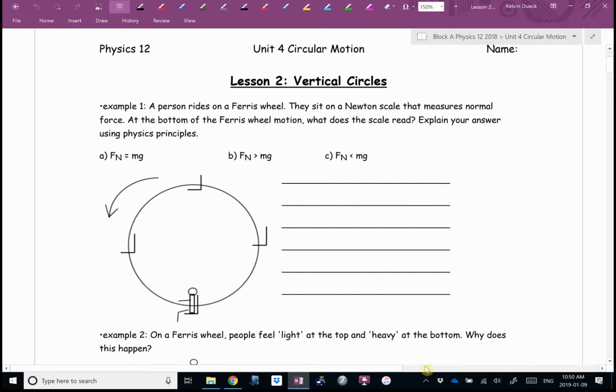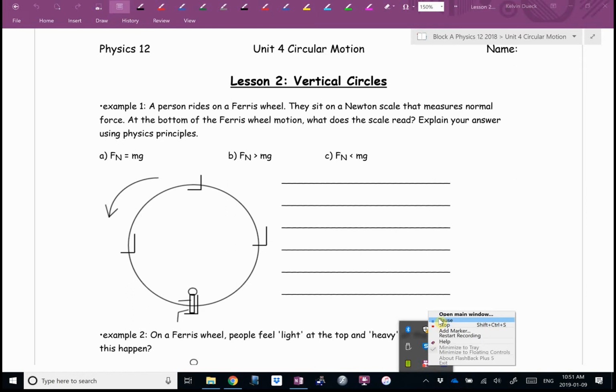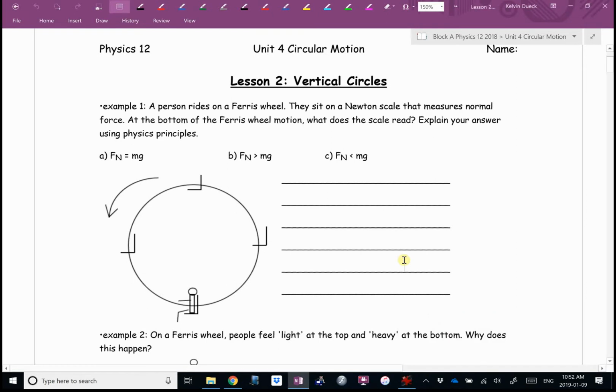A person rides in a Ferris wheel. I need to pause for a second. How many of you have been on a Ferris wheel before? Is that considered a thrill ride or a tame ride? Tame-ish. Okay. A person rides on a Ferris wheel, and let's have them sit on a Newton scale that measures normal force in newtons. At the bottom of the Ferris wheel, what does the scale read?